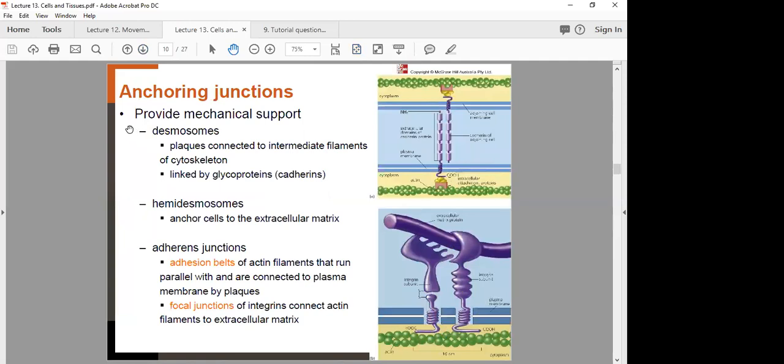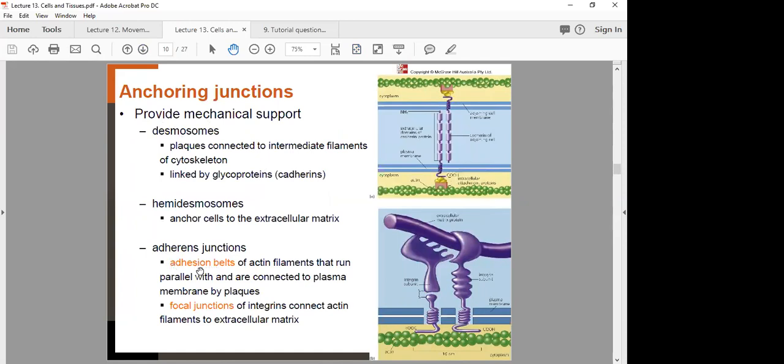Okay, our second major group of junctions, the anchoring junctions, and there's quite a few different types of these. They function to provide mechanical support, mostly to connect cell to cell or cell to extracellular matrix. Here are some different types of desmosomes, which are connected to intermediate filaments of the cytoskeleton within the cell. Hemidesmosomes, which function to anchor cells to the extracellular matrix, and various types of adherens junctions.